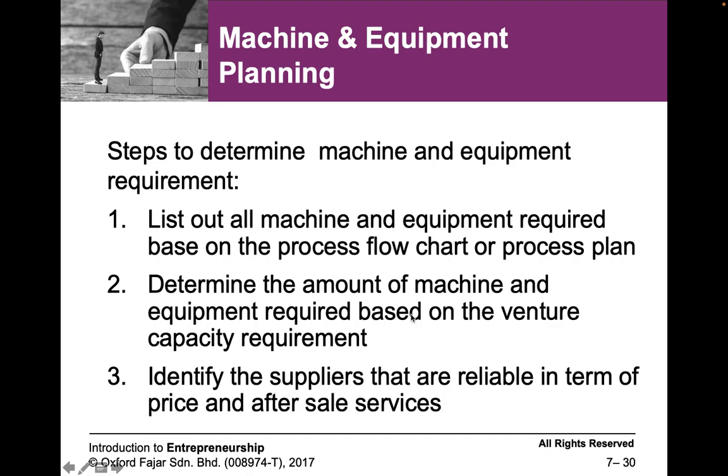Okay, next is determine the amount of machine. How many machines and equipment are required based on the venture capacity. For example, you want to have a chopper, a chopper to cut the fruit, for example. So how many choppers are required? Okay, nanti kita akan, later we will calculate the number of machines. And then the next step is to identify the supplier.